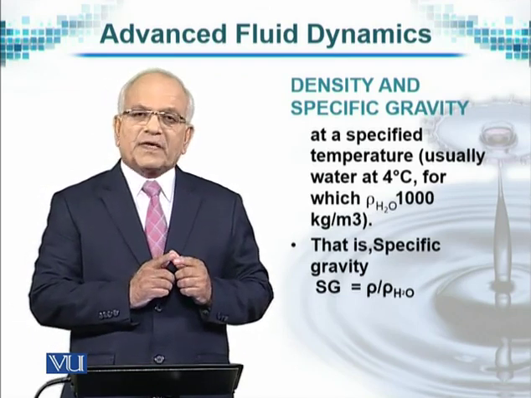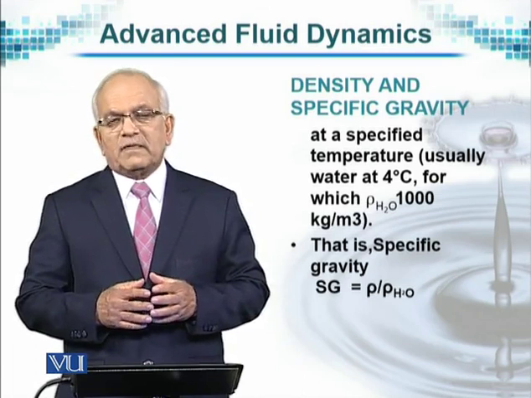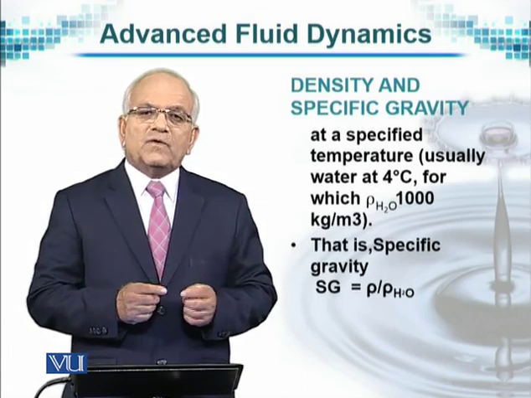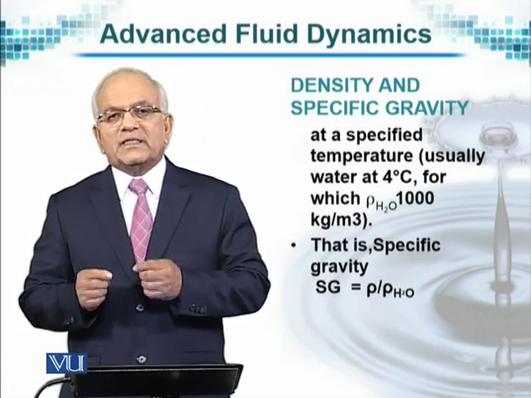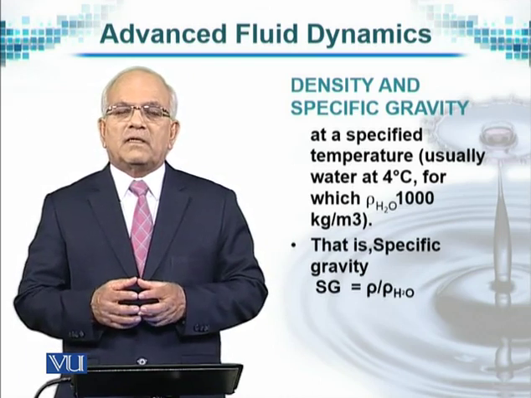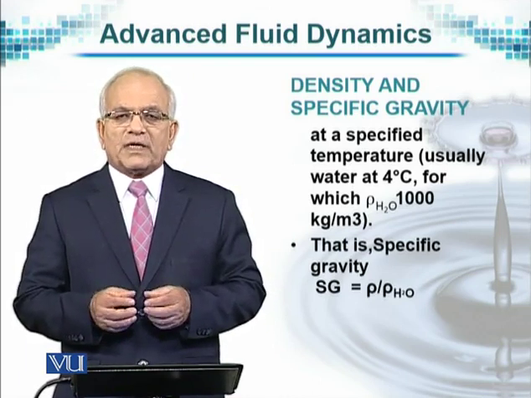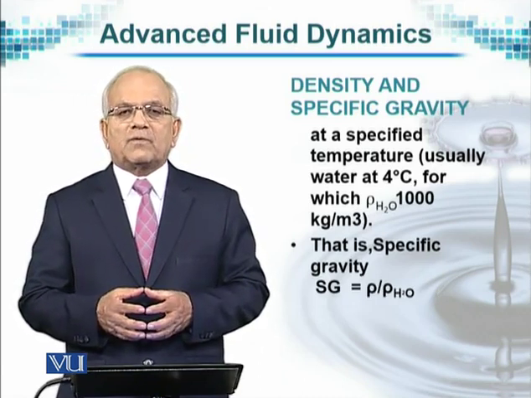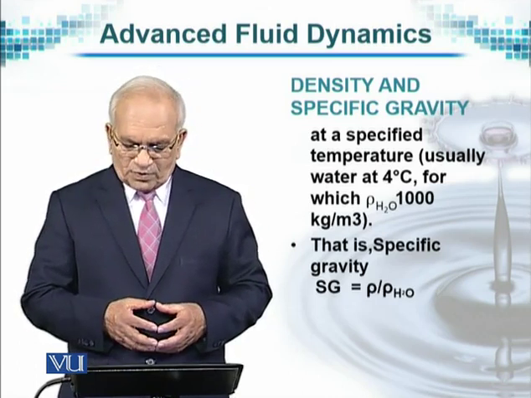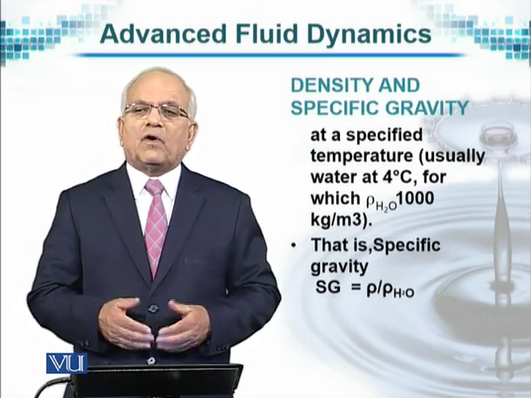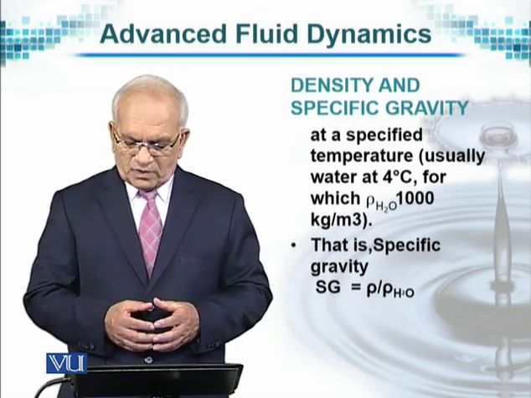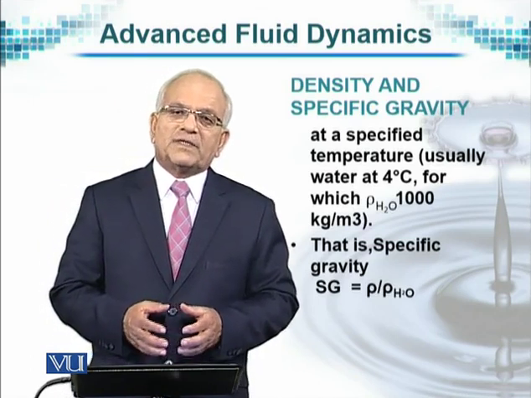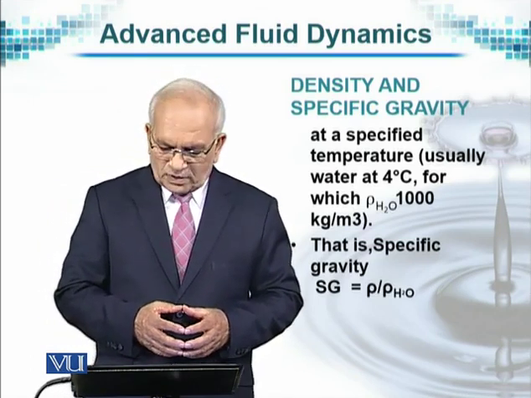So specific gravity, as I have said, is calculated by calculating the density with respect to the density of a standard liquid or fluid. And water is considered to be a standard liquid. So if we want to determine the specific gravity of many elements, it is calculated as rho, the density, divided by the density of water at a given temperature.